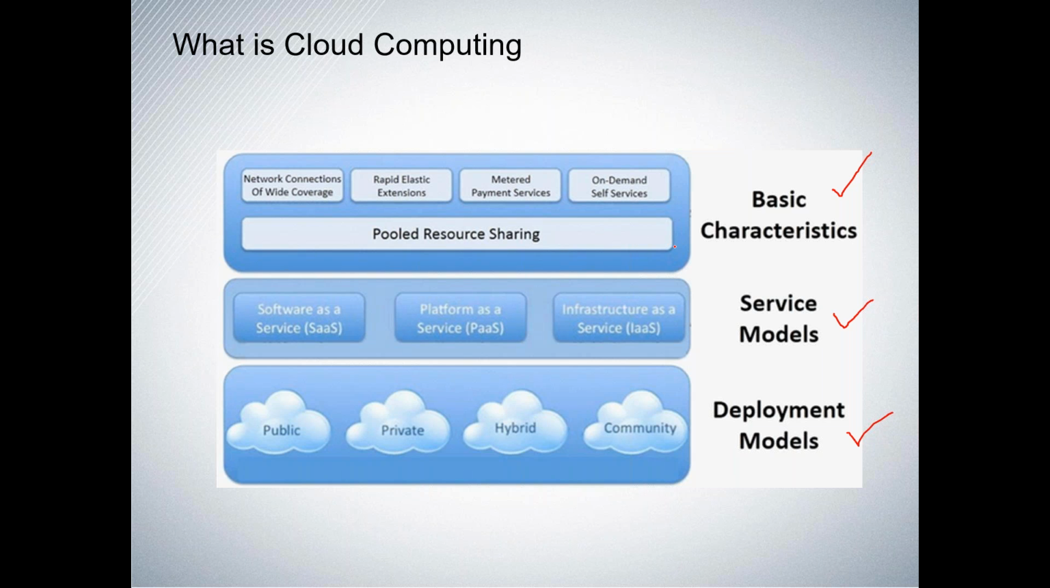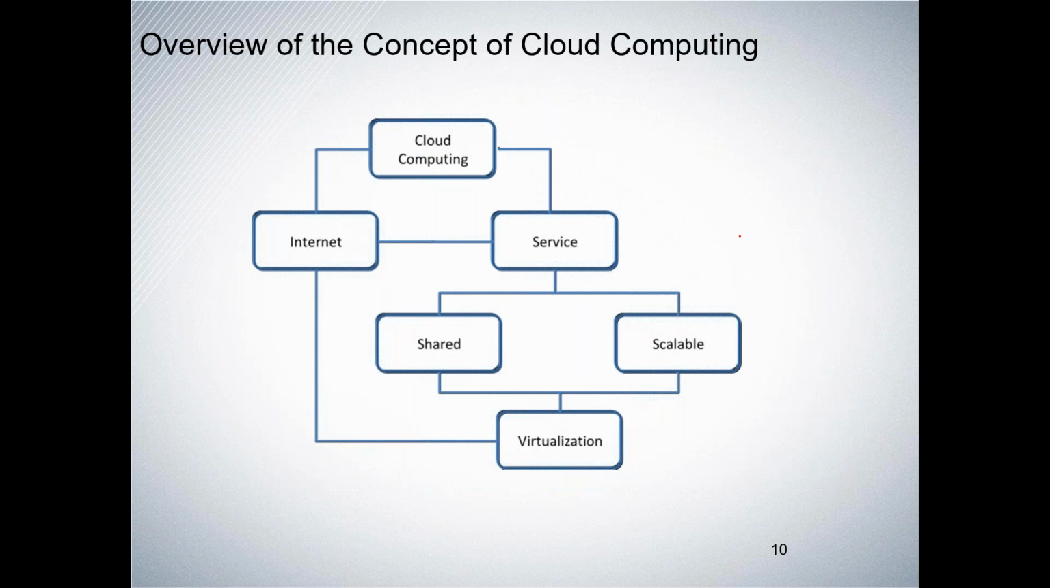So these are the characteristics that we are going to discuss, and service models and deployment models. The basic 5 characteristics: network connections of wide coverage, rapid elastic extensions, metered services, on-demand services, and pooled resource sharing. And the service models, you have 3 models: platform as a service, software as a service, infrastructure as a service. And deployment models, there are 4 deployment models: public cloud, private cloud, hybrid cloud, and community cloud. So we'll see each one of them one by one.